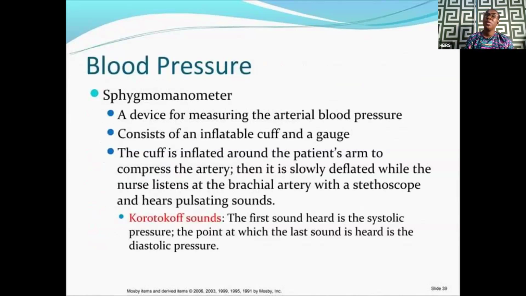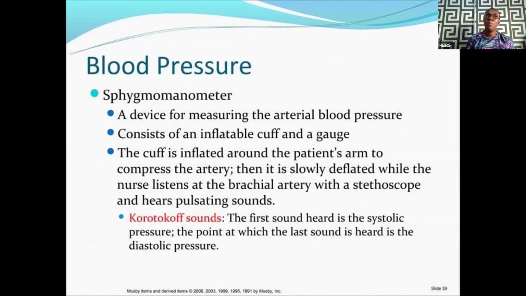So blood pressure is measured with an instrument called a sphygmomanometer. There are several types. There is the manual one, which has a cuff that you inflate and pump with your hand. Then it has a gauge that takes the reading.